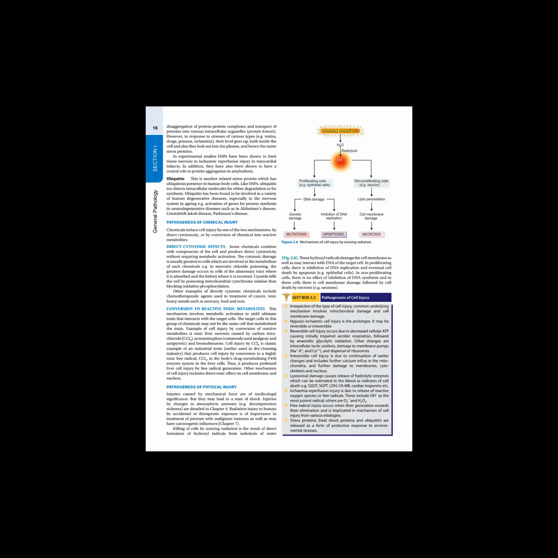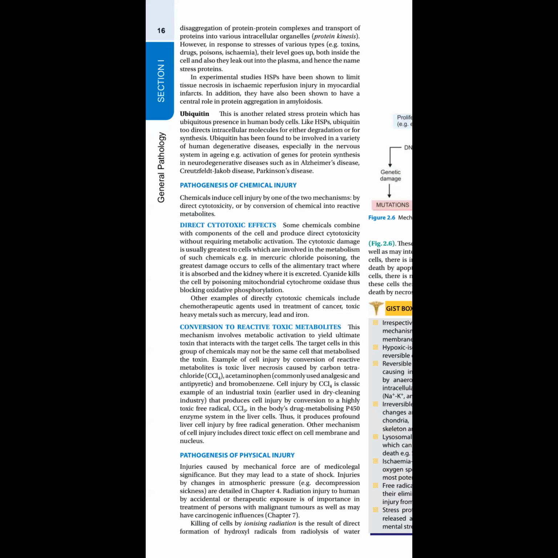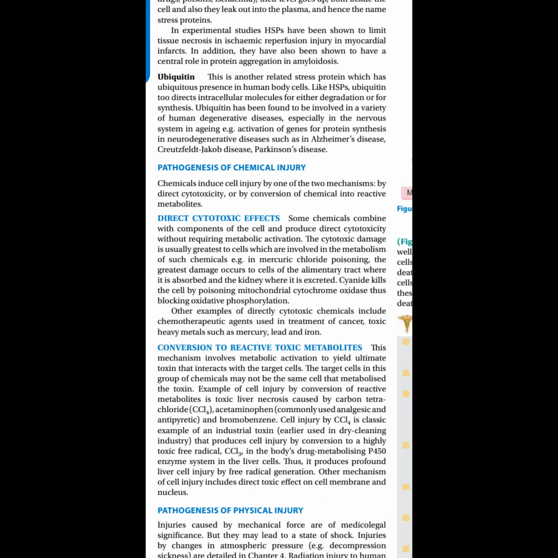In the chemical, we have two ways. In one, the chemical components come in direct contact with the cell. In the other, they come into the body but get dissolved in your alimentary tract or somewhere else, and then react and become toxic. That is the indirect way. So there are two ways for chemical injury. The first is the direct cytotoxic effect. In this, some chemicals combine with the components of the cell and produce direct cytotoxicity without requiring metabolic activation.